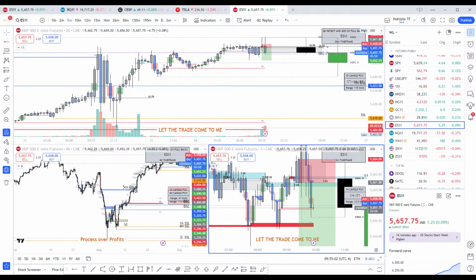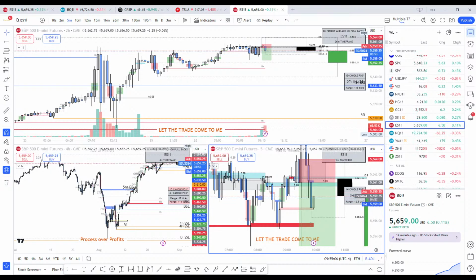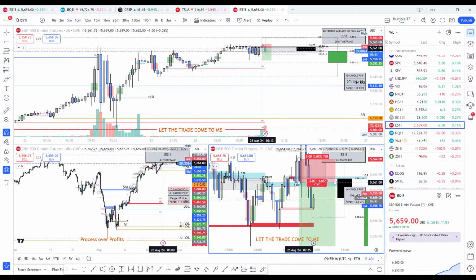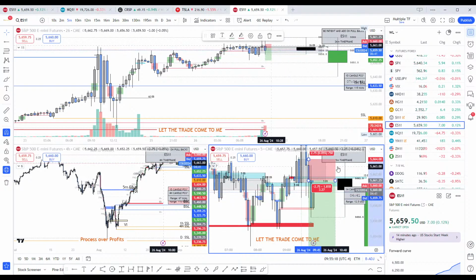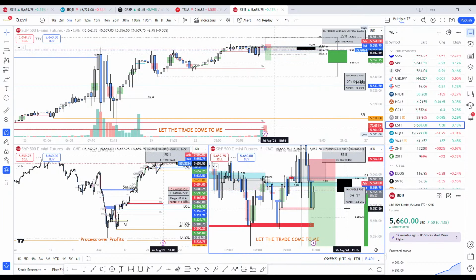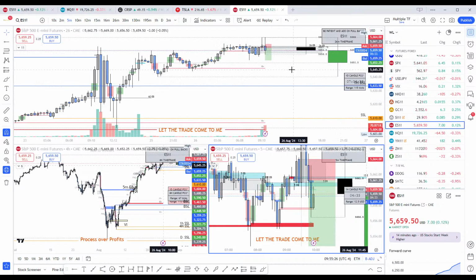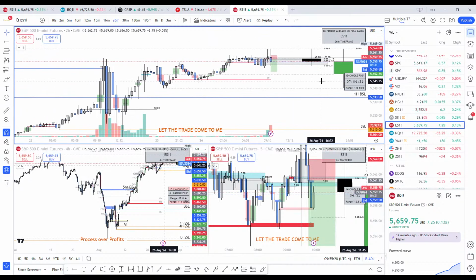Alrighty, we got our setup. Going short at 56.61 here. Top of this volume imbalance. 56.61.25. Or we could even wait for the hourly open.